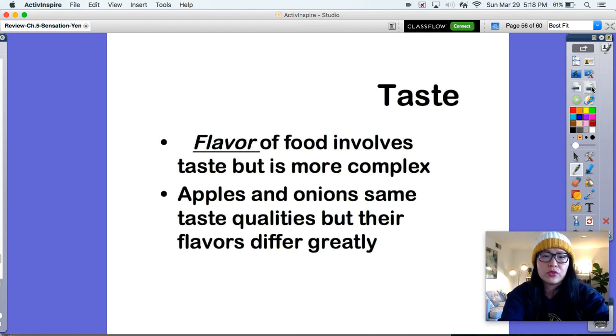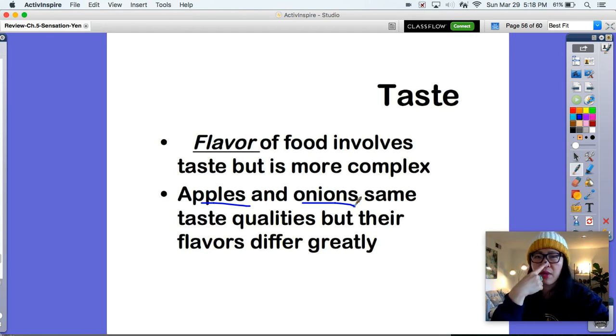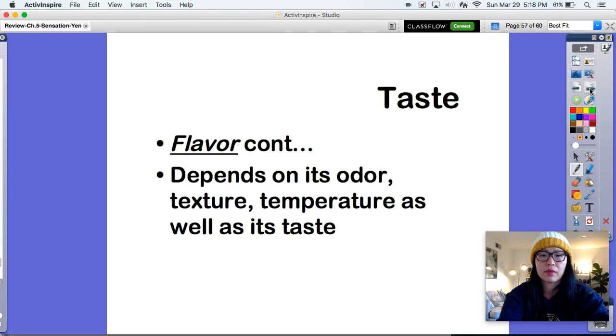Okay, flavor involves taste, but it's also more complex. With onions and apples, you should try this at home if you're bored: if you plug your nose, because our sense of smell and our sense of taste go hand in hand, an apple and an onion would have similar taste qualities, but their flavors differ greatly. So again, taste is determined by odor, texture, temperature, etc.